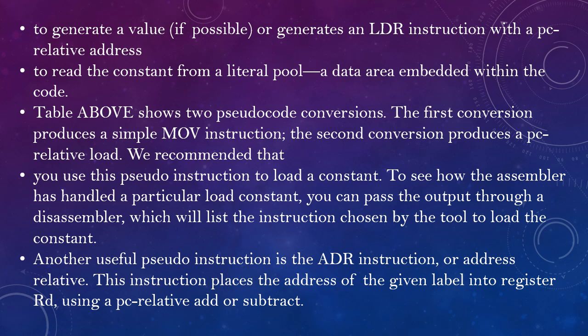You use the pseudo instruction to load a constant to see how the assembler has handled a particular load constant. You can pass the output through a disassembler, which will list the instruction chosen by the tool to load the constant. Another useful pseudo instruction is ADR. Let us talk about the ADR instruction now, or address relative. This instruction places the address of the given label into register Rd using a PC relative add or subtract.